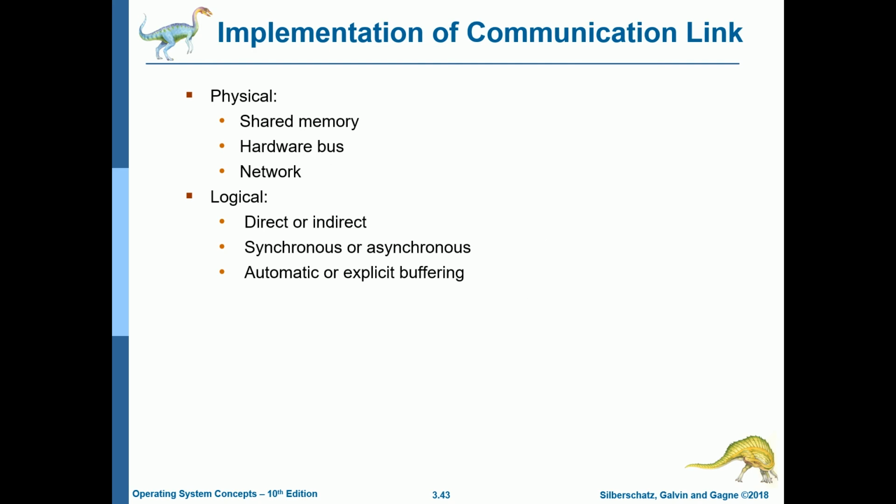Now, we're not going to focus heavily on the physical implementation of this communication link, but we are going to look at the logical implementation of the communication link. Now, there are several ways that we can implement this logically. First, are we going to choose direct or indirect communication? Second, are we going to choose synchronous or asynchronous communication? And third, is it automatic or explicit buffering?